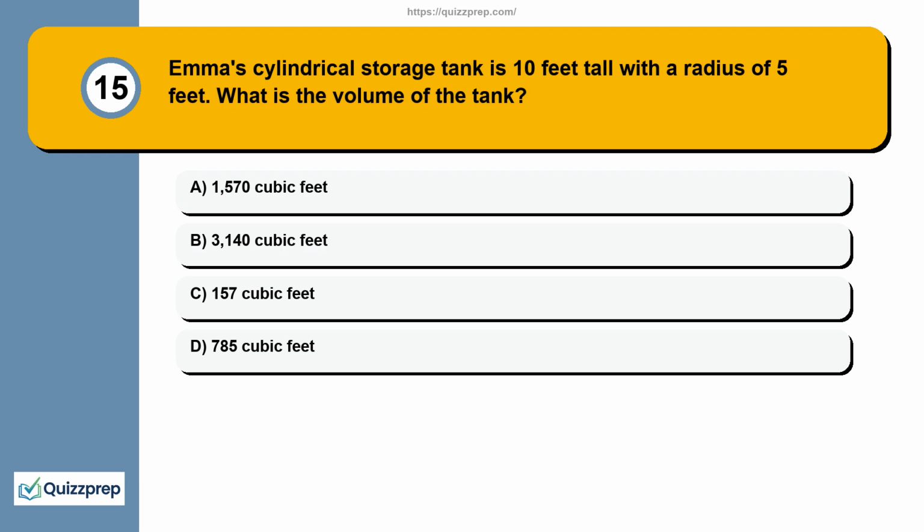Question 15. Emma's cylindrical storage tank is 10 feet tall with a radius of 5 feet. What is the volume of the tank? 1,570 cubic feet, 3,140 cubic feet, 157 cubic feet, 785 cubic feet.